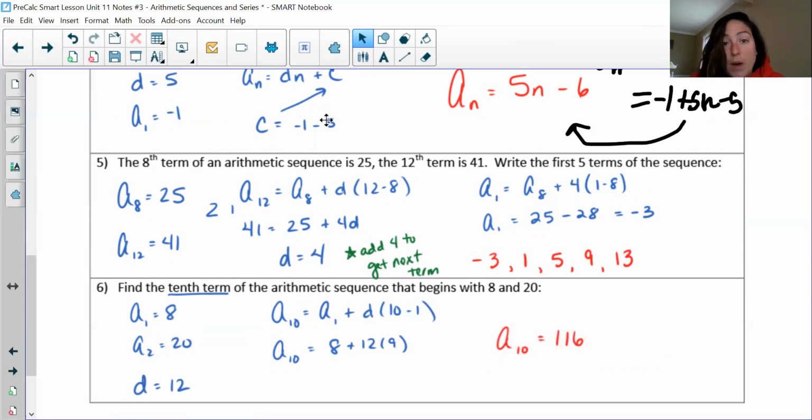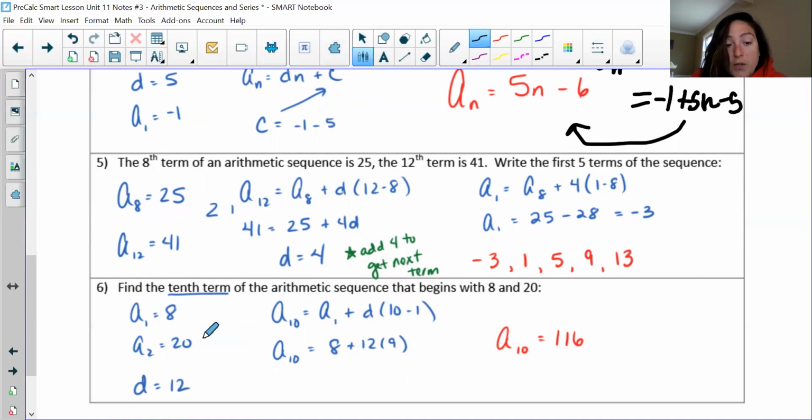I could have also used the second term here instead of the first term. It would have changed it a little bit. We would have had A sub 10 equals, if we use A sub 2 here, we'd have plus D times 10 minus 2, but it still would end up giving us 116.